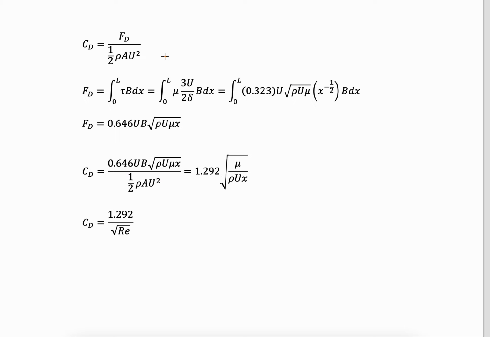We could calculate the CD. I think I already explained this one. So we could get the value of CD as this one. We substitute into the equation, and finally we could have the value of CD as 1.292 over square root Reynolds number.